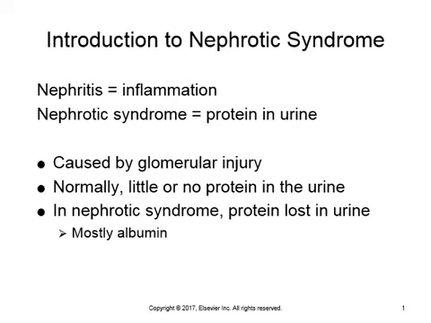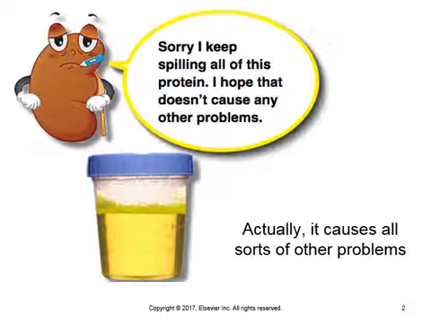protein in the urine. So normally there's little or no protein in the urine, but in nephrotic syndrome, the protein is lost in the urine because of an abnormality in the filtration process. Most of that protein is albumin because that's the most common protein in the serum.